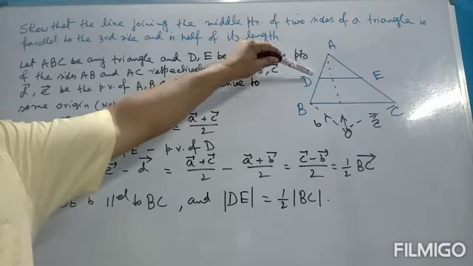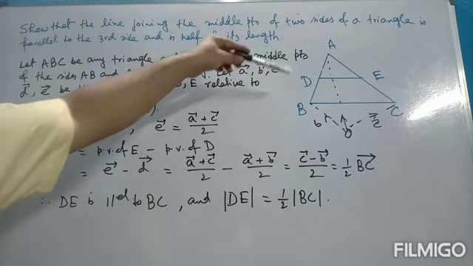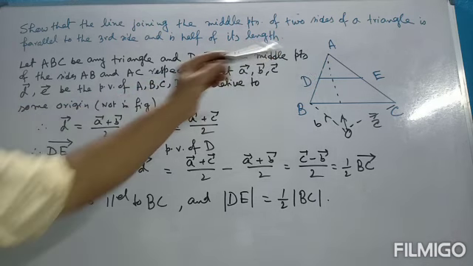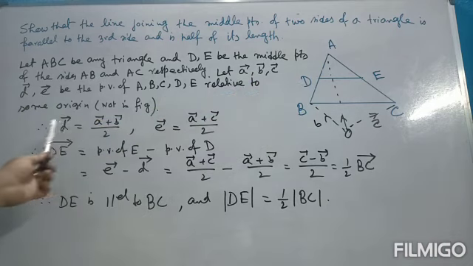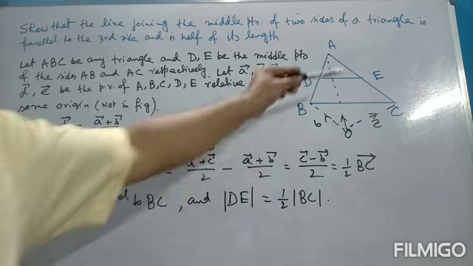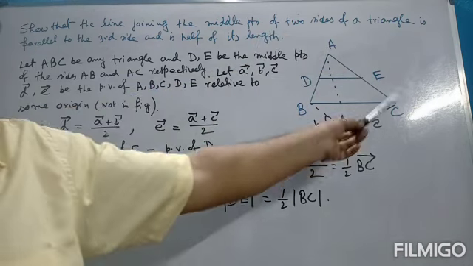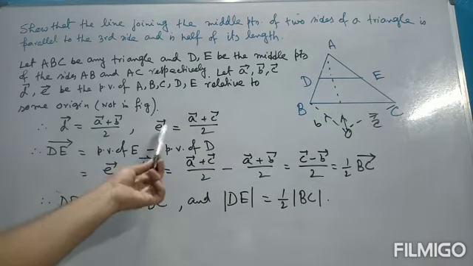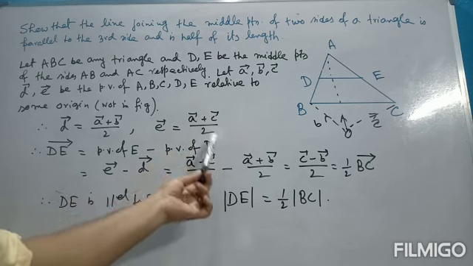Now D is the midpoint. By the previous article, we can conclude that since the position vectors of A and B are given, small d, the position vector of D, is nothing but a plus b by 2. Similarly, E is the midpoint of A and C, the position vector of A is small a and of C is small c. Therefore, the position vector of E is small a plus small c by 2.